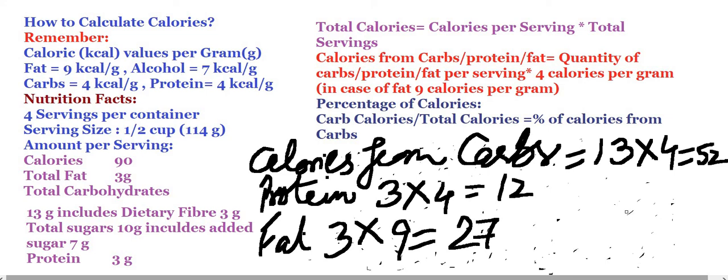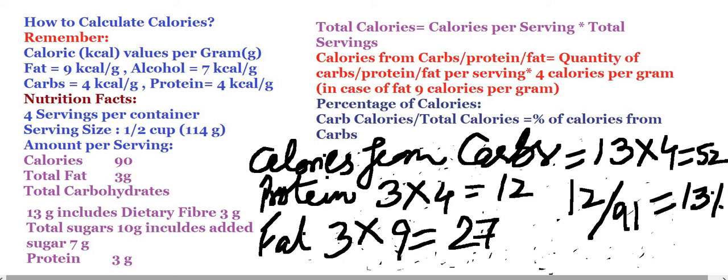So now I will calculate the percentage of calories from protein. We have the total number of calories from protein, 12. 12 divided by the total number of calories, that is 91. When I calculate, it comes to 13%. So these 13% calories are from protein.